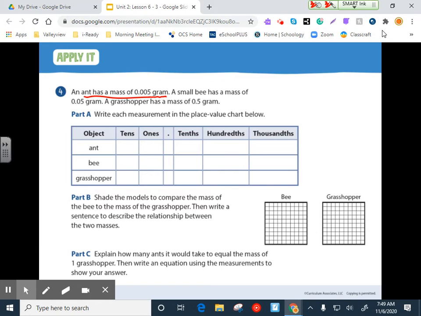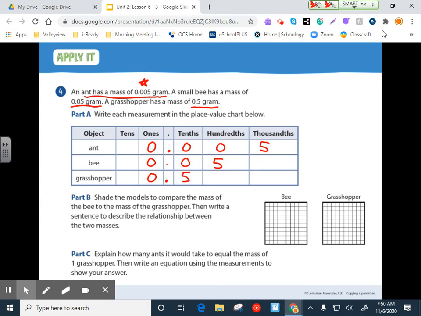A small bee has a mass of 5 hundredths. A grasshopper has a mass, feels like the movie A Bug's Life. Grasshopper has a mass of 5 tenths of a gram. Okay. So write each measurement in the place value chart below. So our ant right here, let's put 0.005. Our bee, it's a small bee, because that matters, is 5 hundredths. Our grasshopper, which is the biggest of the 3, is 5 tenths.